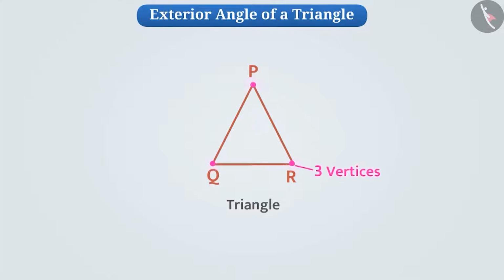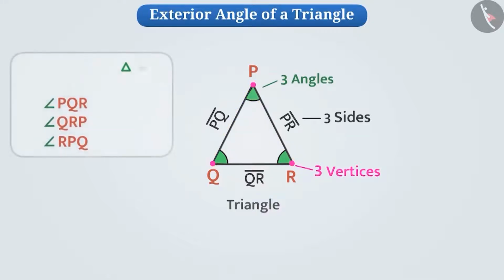It has 3 vertices, just like triangle PQR has vertices P, Q and R. It has 3 sides, just like triangle PQR has sides PQ, QR and PR. And it has 3 angles, like triangle PQR has angles, angle PQR, angle QRP and angle RPQ. As you can see, all these angles are interior angles of triangle PQR.